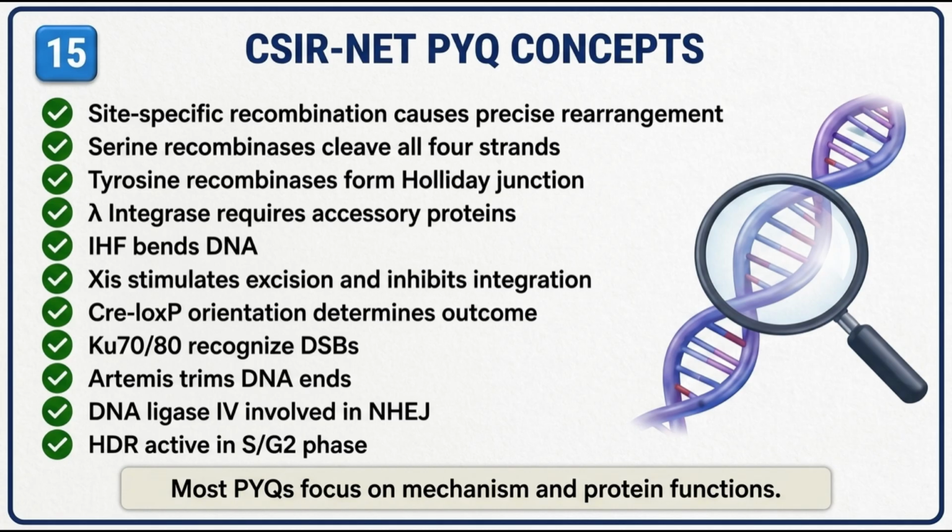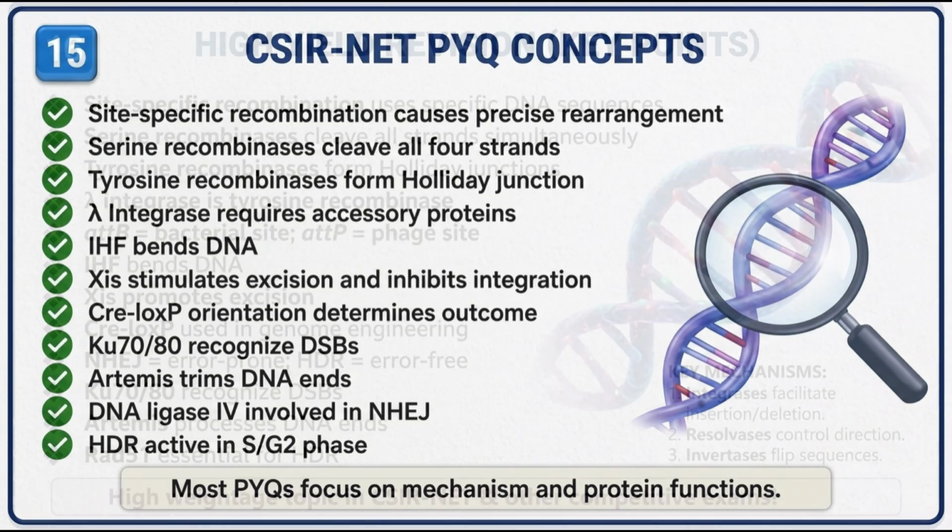In the Cre-loxP system, orientation of loxP sites determines recombination outcome. Ku70 and Ku80 recognize DSBs. Artemis processes DNA ends during NHEJ. HDR is mainly active during S and G2 phases.